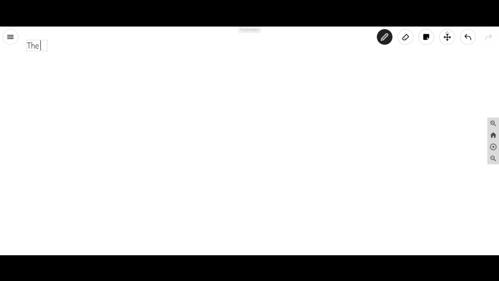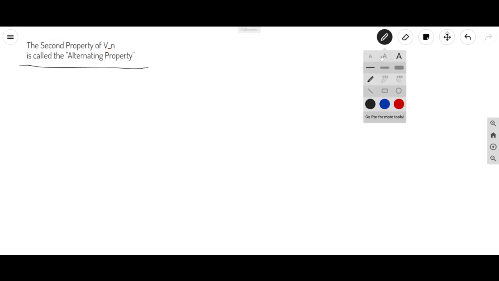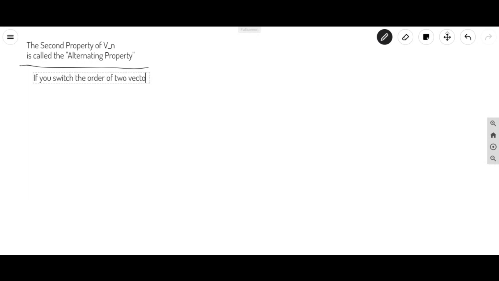So this is the second property. The second property of Vn, of oriented volume, is called the alternating property. So in plain language, it says if you switch the order of 2 vectors, the oriented volume changes by a negative sign. That's what it means in plain language.